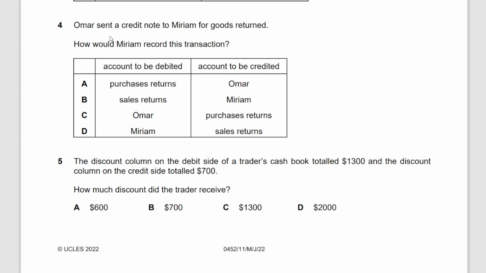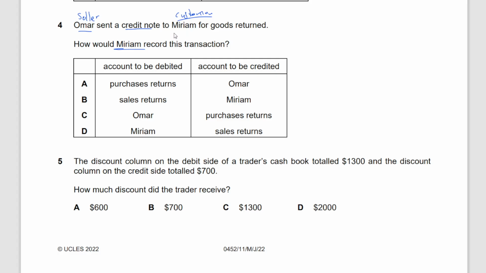Number 4. Omar sent a credit note to Miriam for goods returned. How would Miriam record this? Understand the relationship again. Omar is the one sending the credit note, so he must be the seller. How do I know that? Only the seller will send credit notes, right? And that's to the customer. Only the seller can issue credit notes. So now we know Omar is the seller. For Miriam, since she's the customer, it's got to be purchases. Omar is the one selling, Miriam is the one purchasing.